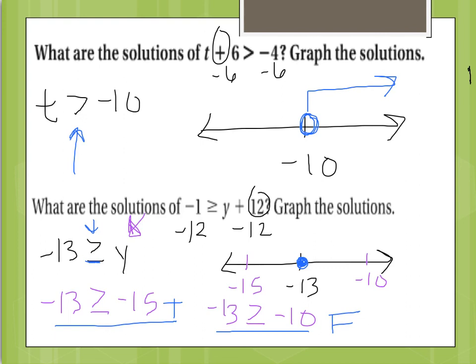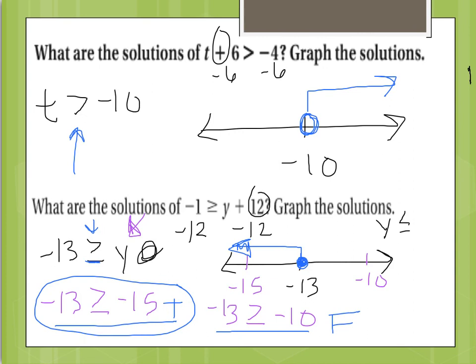So I'm going to be shading to wherever there's a true statement. So I'm going to be shading towards negative 15. So that's going to be to the left. The other way you could have done it is to rewrite this equation right here. And so it would say y is less than or equal to negative 13. So then it would look like our previous one.